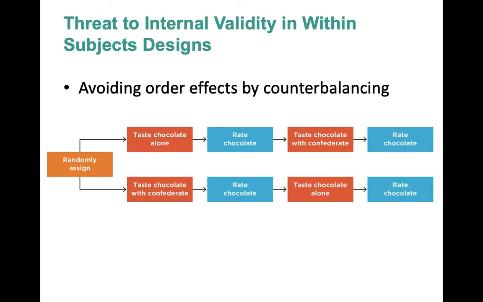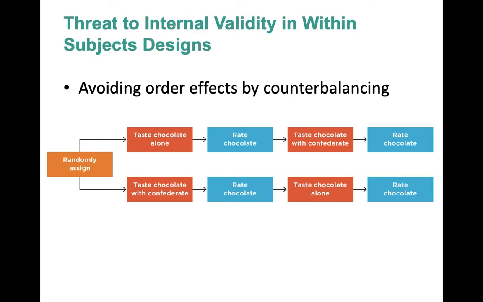So in order to avoid these order effects, researchers will use something called counterbalancing, which is presenting levels of the independent variable to participants in different orders. And so what we have here is this repeated measures design, but we're going to randomly assign some participants to first taste the chocolate alone and then taste the chocolate with a confederate, versus have some people taste the chocolate with a confederate first and then taste the chocolate alone.